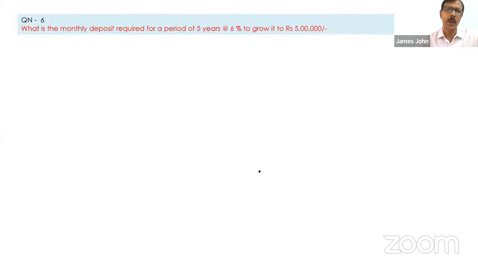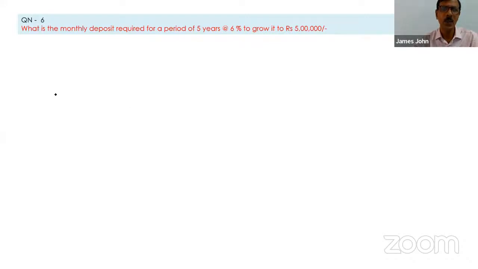What is the monthly deposit required for a period of 5 years at 6% to grow to rupees 5 lakh? Future value is given, we have to find the monthly deposit. Wait, let me explain once again. The question is, what is the monthly deposit required? It is the annuity amount.